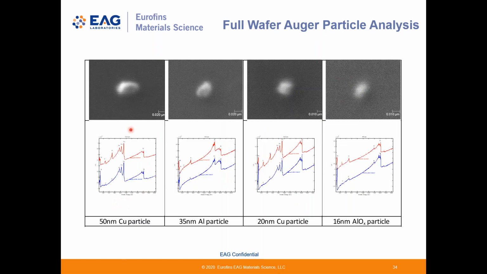Here's an example, or some examples of what an Auger analysis report might look like, showing just the particle SEM images and the Auger spectra from the surface of these particles and after a light etch to remove surface contamination. And here we've identified two copper particles, these two. We've got an aluminum particle here, and we've got an oxidized aluminum particle here. This one being only 16 nanometers, and all of these particles are less than 50 nanometers in diameter. So this is quite a powerful tool for measuring several particles on a wafer.